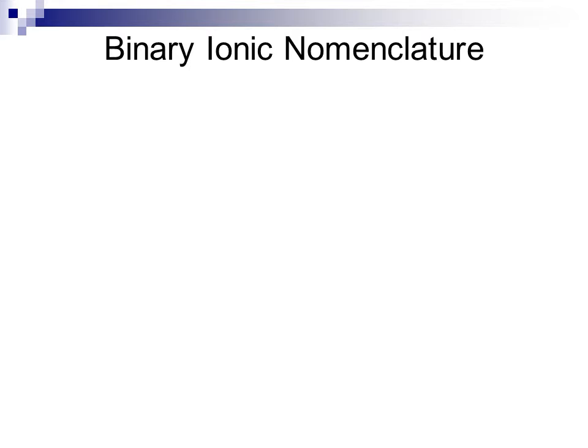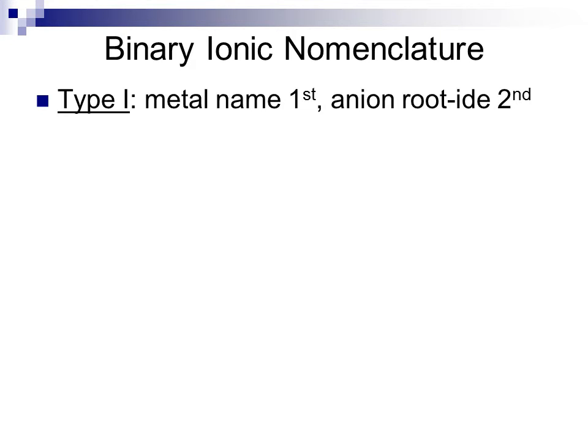So looking at different ionic nomenclature, we have binary ionic nomenclature, which has type 1 and type 2 binary compounds. Type 1 binary compounds will be named by naming the metal first. So the name of the metal goes first, and then the root of the anion's name. So the root of the anion and the suffix "ide" goes second.